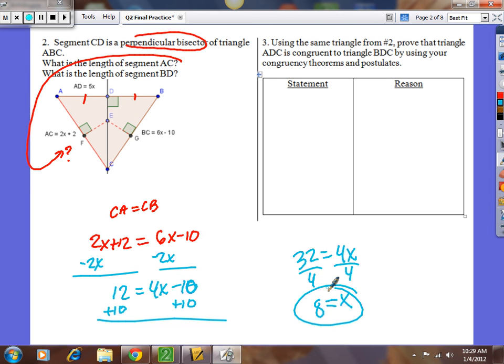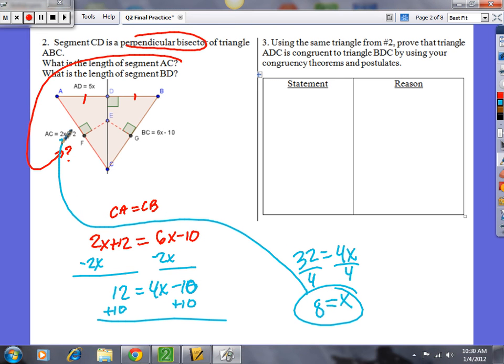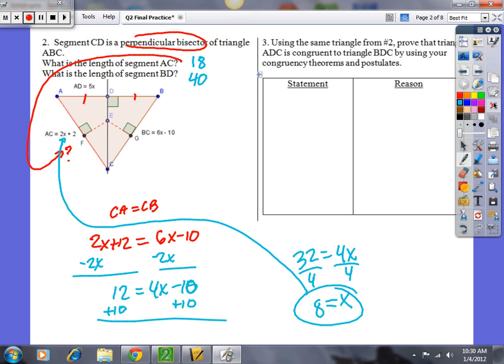Okay, so now if I want to find the distance from A to C, I'm going to take 8 and plug it in right here. So AC says to do 2 times x. So 2 times 8 is going to be 16, and then add 12, which gives 28. Okay, the segment of BD, well, BD is going to be whatever AD is, and if AD is equal to 5 times x, then it's going to be 5 times 8, which is going to give me 40. Alright, that's number 2.